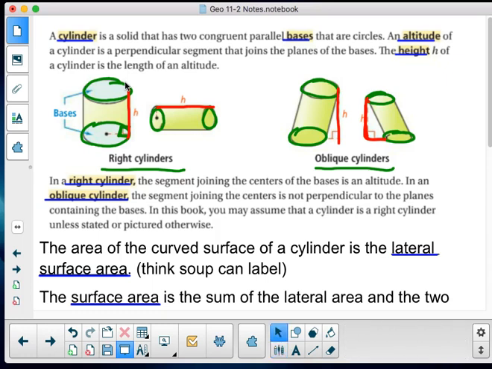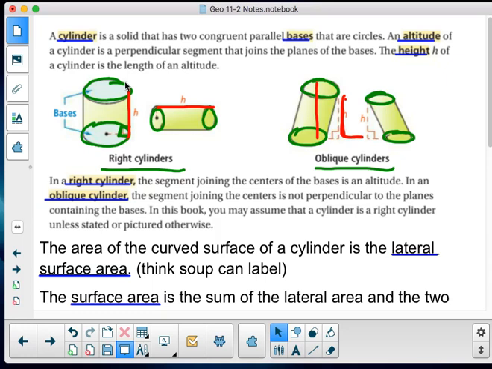Now, in a right cylinder, the segment joining the centers of the bases is an altitude. In an oblique cylinder, the segment joining the centers is not perpendicular to the planes containing the bases. So if I put this over on the center, it's not perpendicular to the plane that contains the bases, nor is this one. That's what they're talking about. In this book, we'll always assume the cylinder is a right cylinder unless we tell you otherwise.